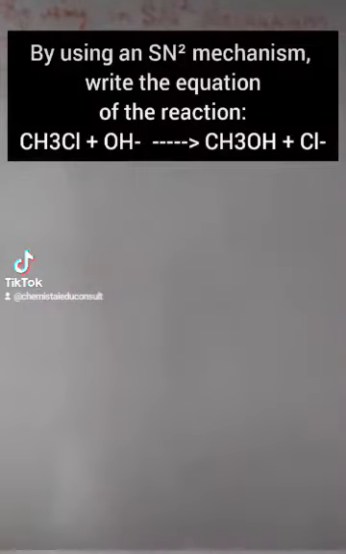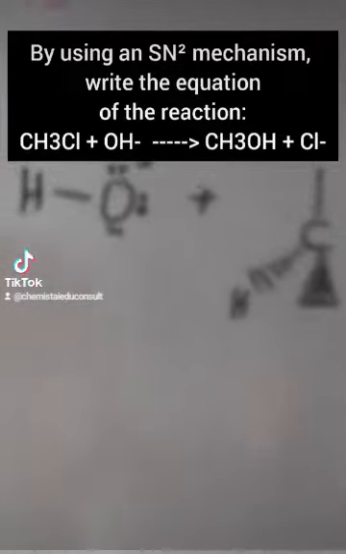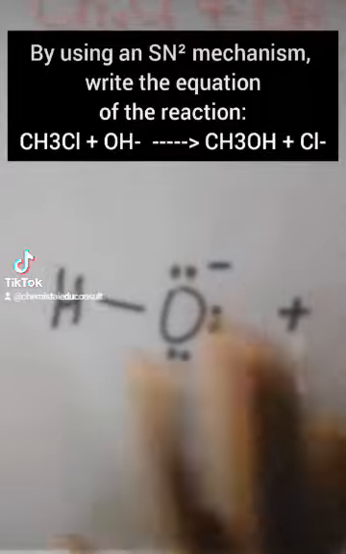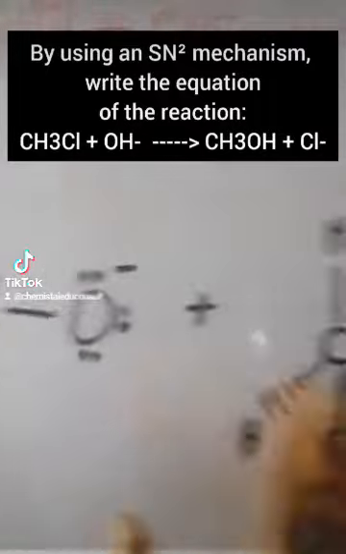Using an SN2 mechanism, write the equation. Methyl chloride reacting with hydroxide to yield methanol and chloride ion. For the purpose of clarity, I'll be representing hydroxide ion this way. We show all the bonds and the lone pairs of electrons. And also I'll be representing methyl chloride this way.